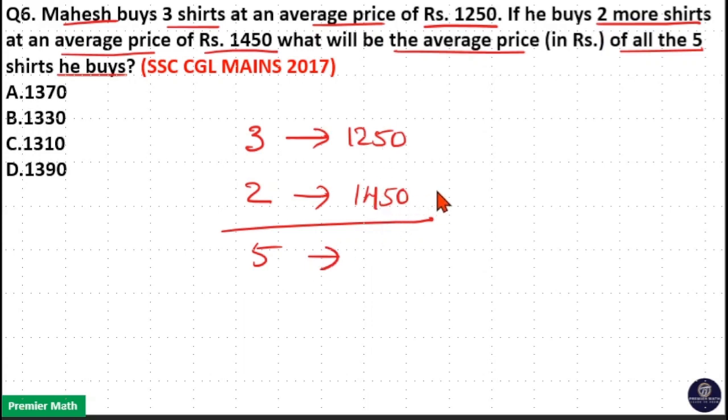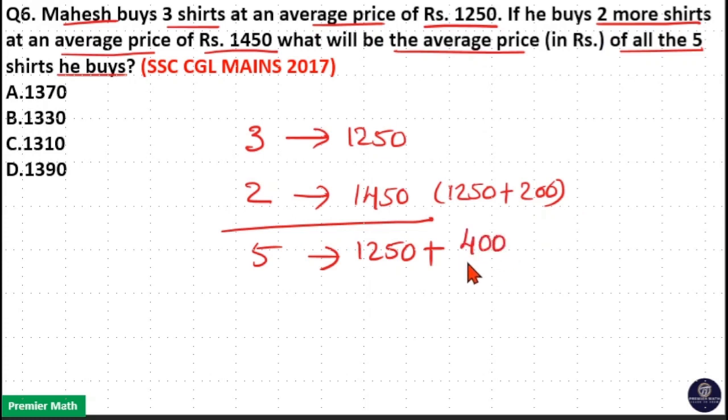Here, 1450 can be written as 1250 plus 200. So the common average is 1250. Take that common average for all 5 shirts. Now, the extra 200 average is for these 2 shirts. Now, 200 into 2 is 400 rupees.